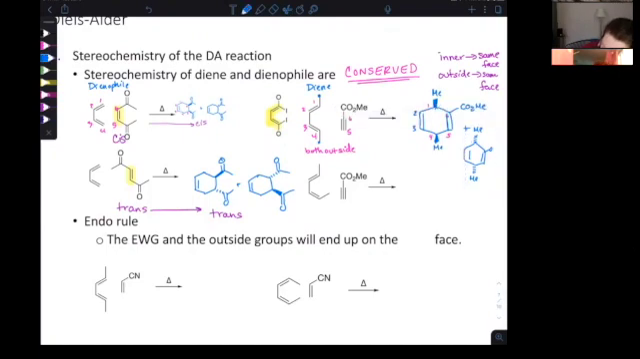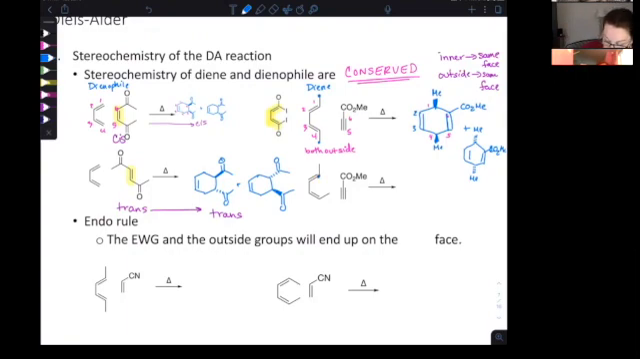Lost my group there. CO2Me. Okay. So we get the two enantiomers, but as long as you set one on the top face, the other one goes on the top face. So now let's look at the next example.